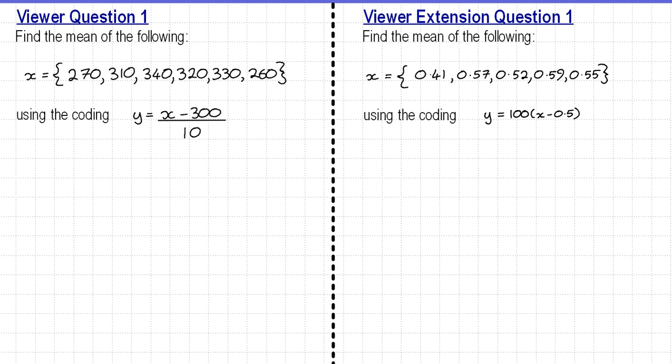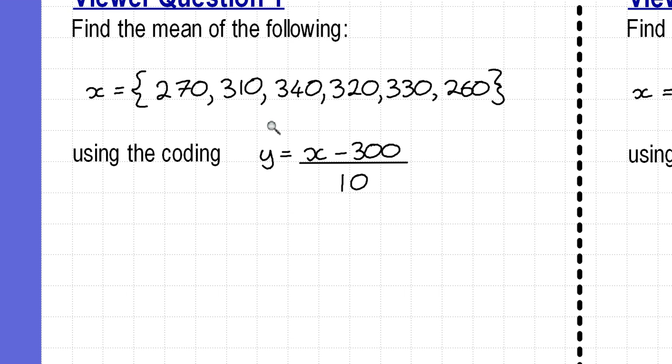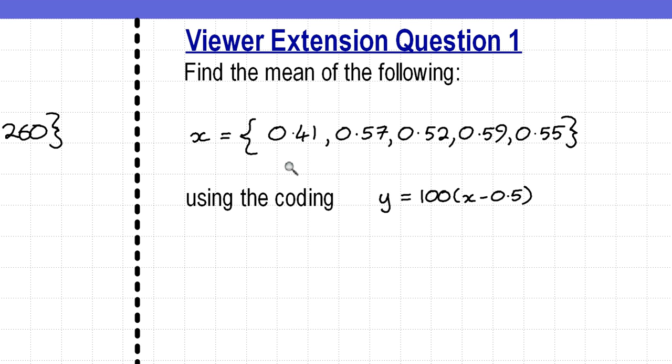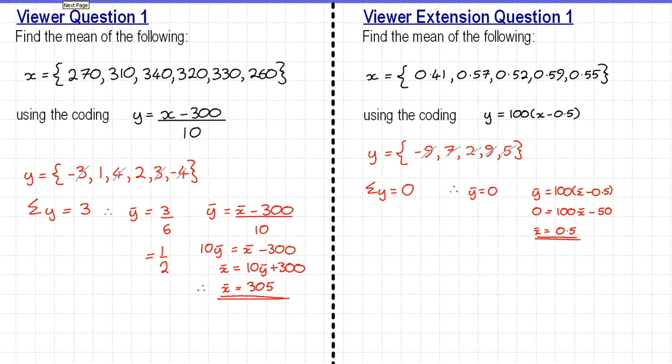Now viewers, I've got some problems for you to try. If you'd like to have a go at this problem, I'll just zoom into that so that you can all see it. If you'd like to pause the video, you could perhaps have a go at this one, slightly more difficult. If you'd like to pause the video, and now I'm going to show you the solution to those. So the first question, 305, and the extension question there is 0.5.